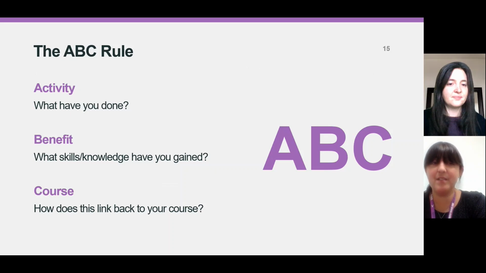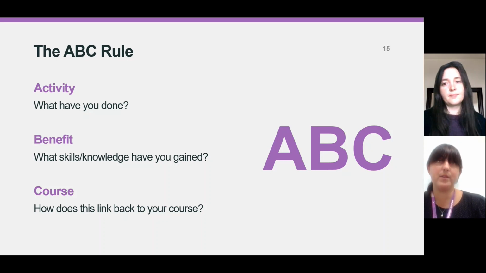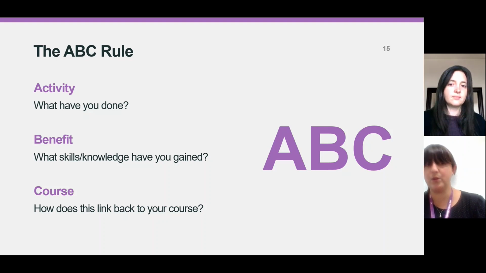The ABC rule, so this has also been covered in previous sessions, but just to recap, this is a good rule of thumb when you're thinking about writing about your examples. You think of the activity, so what is it that you've done or experienced, what skills and knowledge have you gained from that, so that's the benefit, and then how does that link back to the course that you're hoping to study. So that's the activity, benefit, and course, the ABC rule.